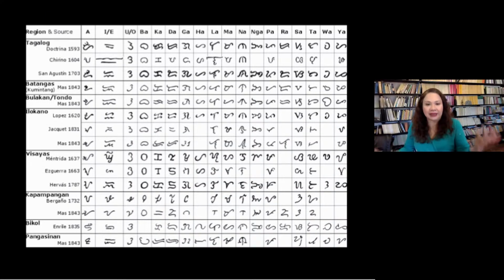Okay. So again, I wanted to show you the varieties of the Baybayin as it was used in Tagalog, and when we say Tagalog, you have to remember that there are many variations of Tagalog. For example, there's Batangas Tagalog, or Bulacan Tondo Tagalog. And then you have Ilocano, Visayas, Kapampangan, Bicol, and Pangasinan. And as you can see, the Baybayin was used in all these languages.